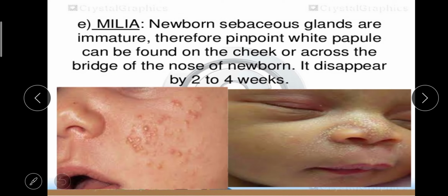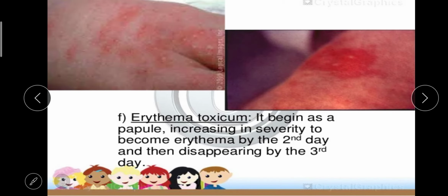Next is milia. Newborn sebaceous glands are immature. Therefore, pinpoint white papules can be found on the cheeks or across the bridge of the nose of the newborn. It disappears by 2 to 4 weeks. This is called milia. Next one is erythema toxicum. It begins as a papule, increases in sensitivity to become erythema by the second day, and disappears by the third day.